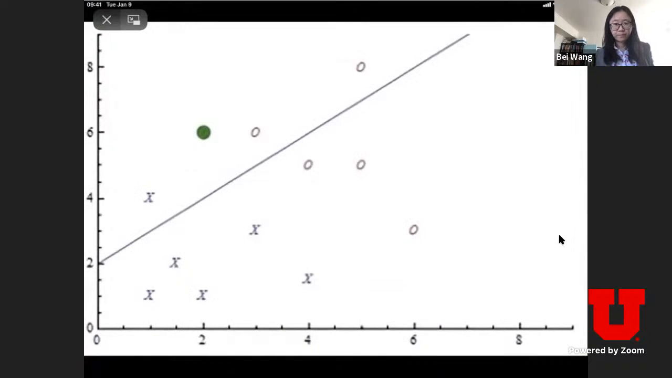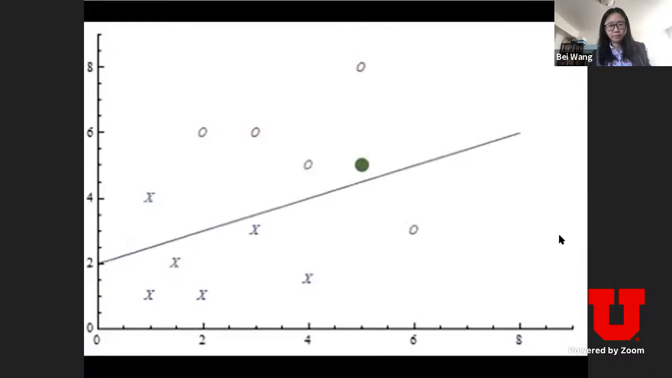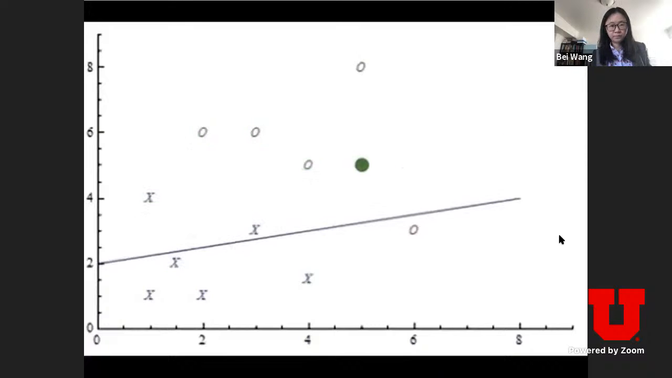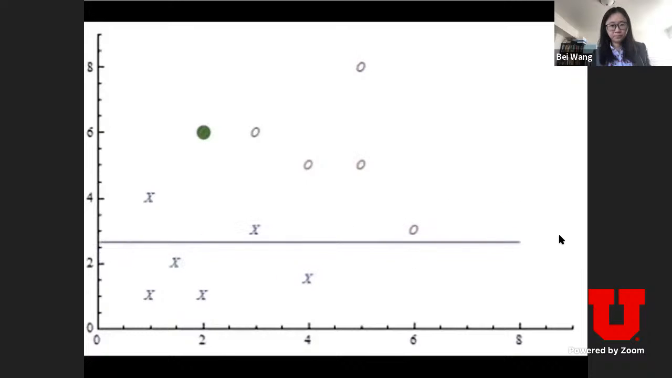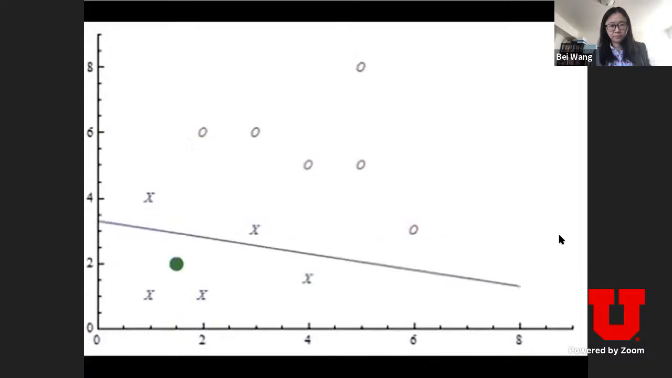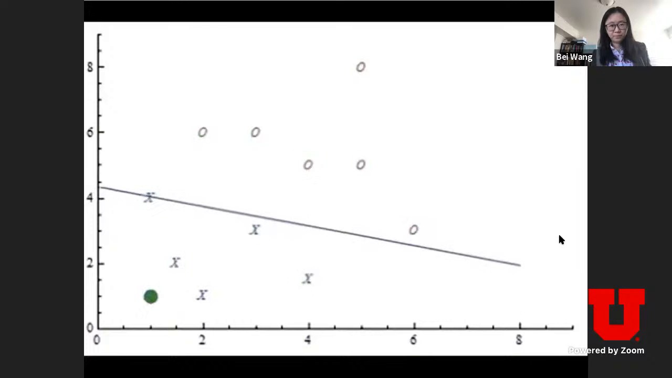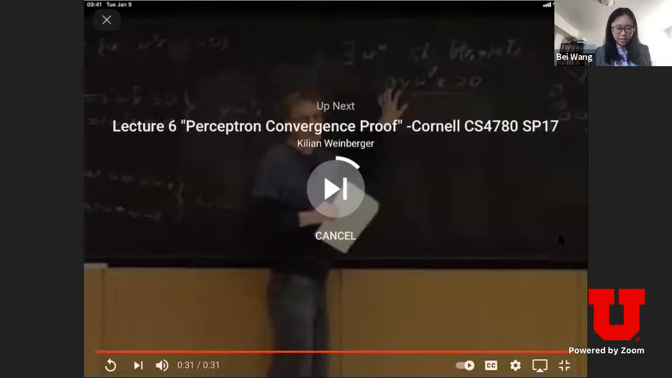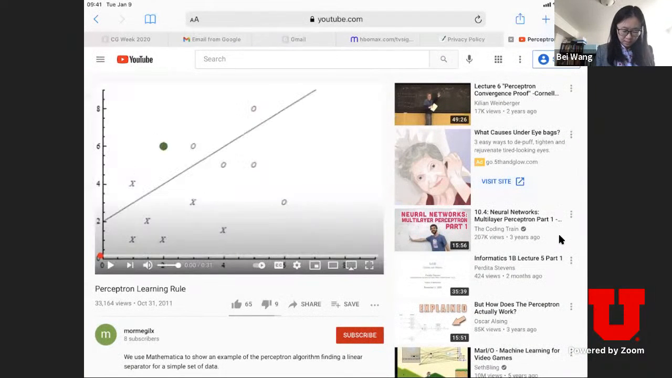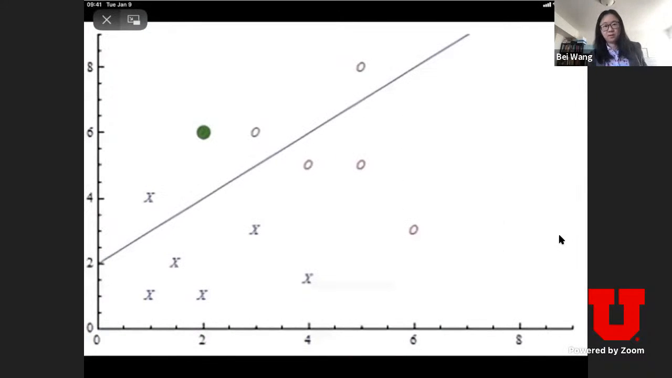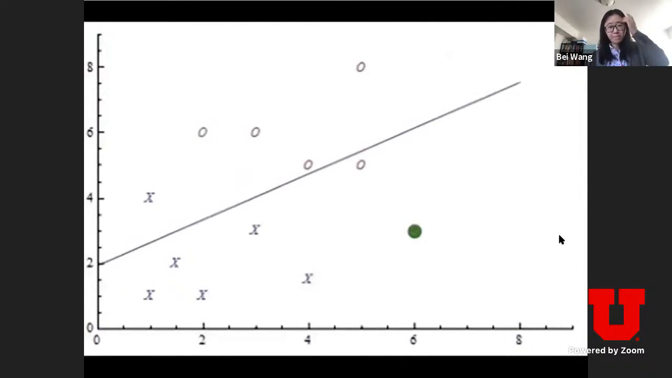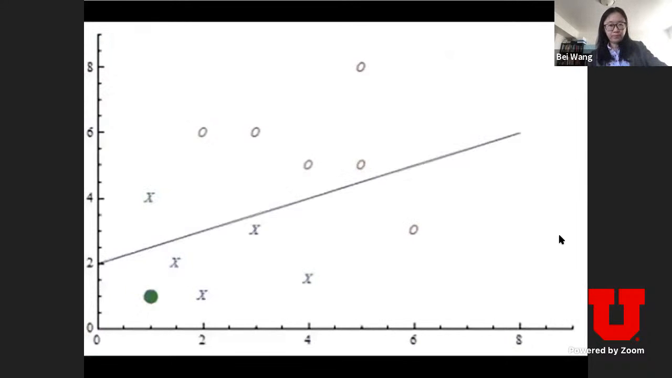The circles are supposed to be above the line. The X's are supposed to be below the line. When the algorithm encounters a point that's on the wrong side of the line, it adjusts the line.